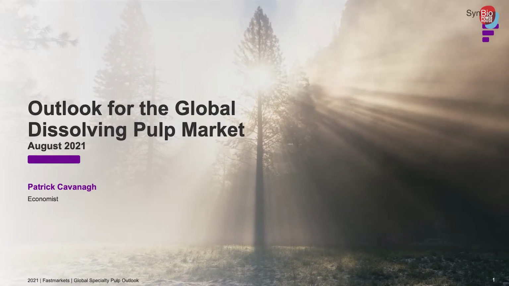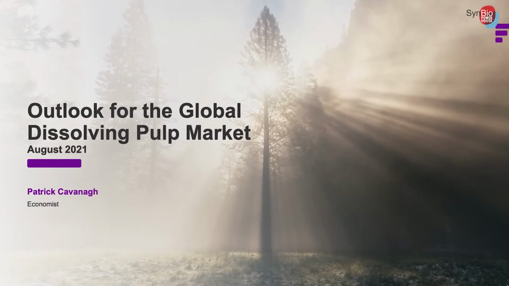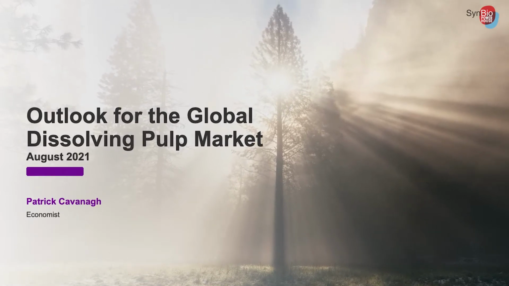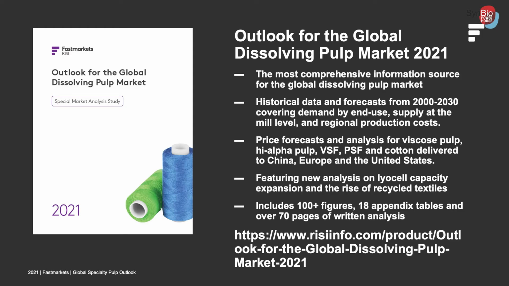Pat is an economist at RISI Fastmarkets, the leading pulp and paper market analysis company. They have very recently published an enormous 200-page report on basically everything there is to know about the dissolving pulp markets. So if anyone knows what's happening in this field, it's definitely Pat Cavanagh. So Pat, what is dissolving pulp mainly made for?